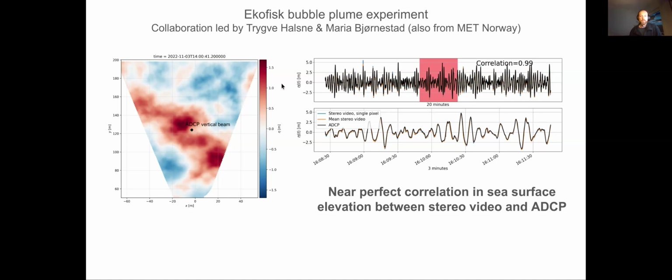And on top of the time series from the stereo video, we've plotted the actual surface measurement that we get from the vertical ADCP beam. And we see that the two waveforms, or the two wave signals, are basically identical, and their correlation is around 99%. So this was really encouraging to see, and really validated our stereo video measurements. And also the stereo video, of course, validated the ADCP measurements.